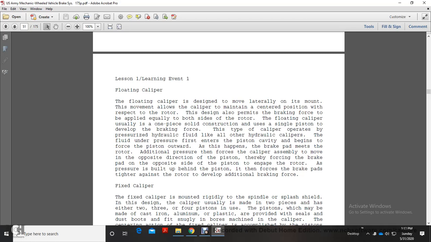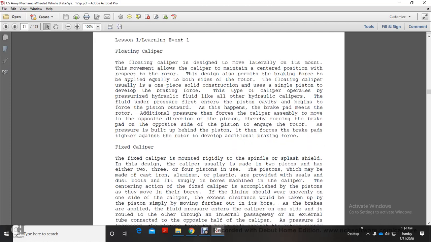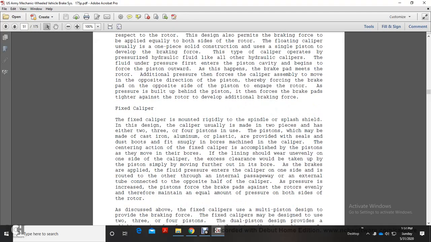Like all hydraulic calipers, the fluid under pressure first enters the piston cavity and begins to force the piston outward. This happens until the brake pad meets the rotor, with additional pressure building. The caliper is assembled to move in the opposite direction of the piston, thereby forcing the outside brake pad against the rotor as the piston engages the rotor. As the pressure builds up behind the piston, the brake pads are forced to lie tighter against the rotor to develop additional braking force.